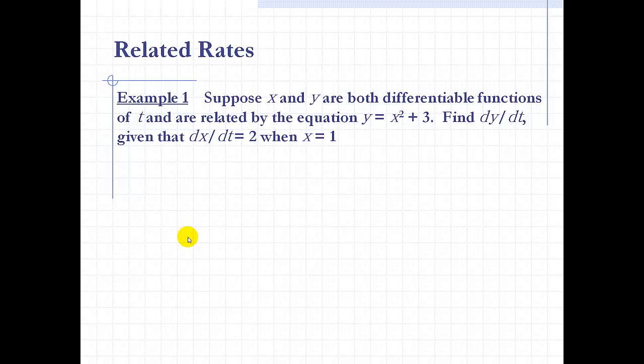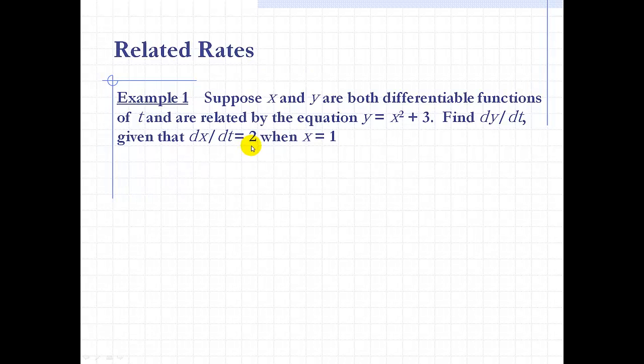Suppose we have two quantities x and y that are both differentiable functions of t, time, and are related by the equation y equals x squared plus 3. We're going to find dy/dt if we know that at the instant that x equals 1, dx/dt is equal to 2.